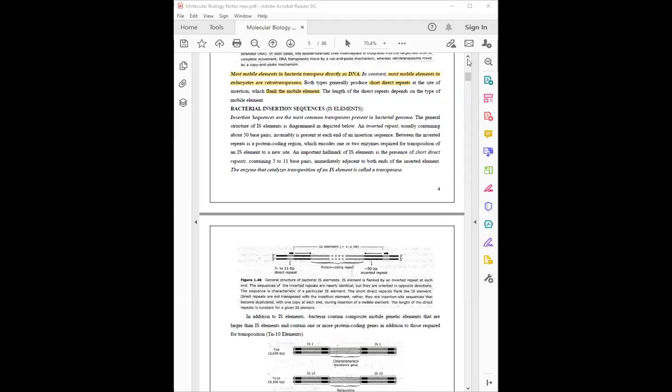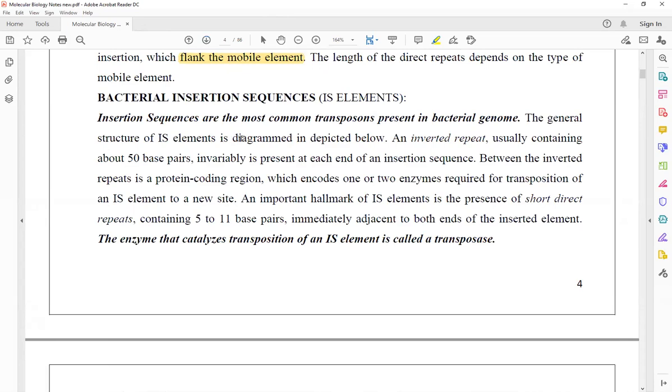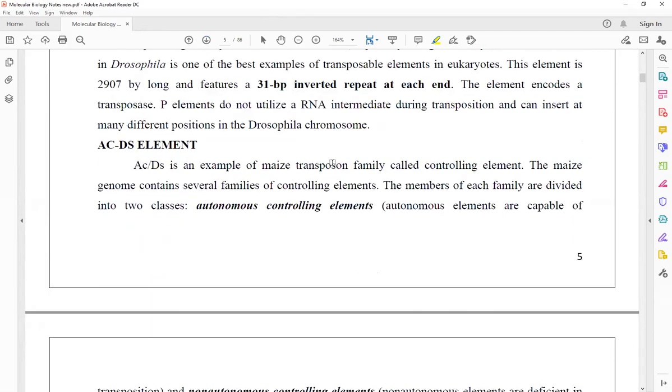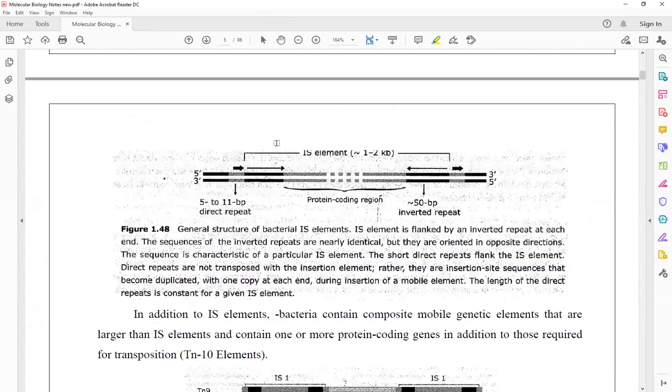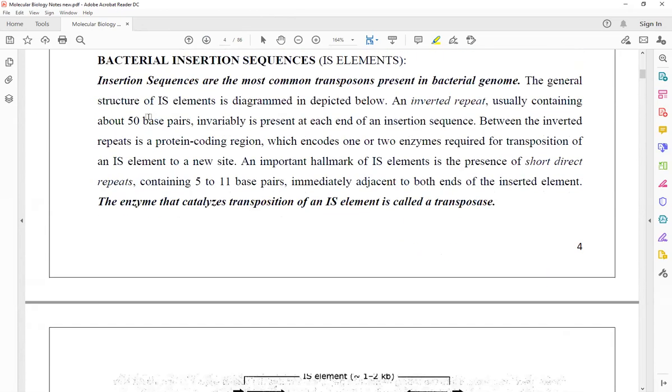Now, moving back to the transposable elements or the transposons. The bacterial insertional sequences, the simplest of all the transposons, the Tn10 element, the eukaryotic Ac/Ds elements, and the viral retrotransposons. So we would be continuing our class from tomorrow at the same sequence, from the bacterial insertional sequence, IS elements. Okay. And you can just attempt all the different questions which have been asked on transposons.